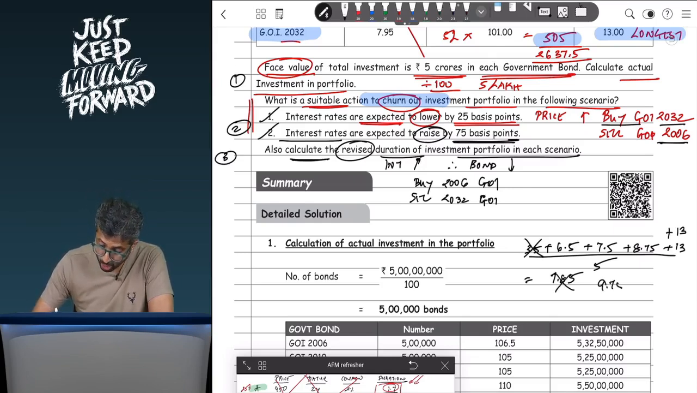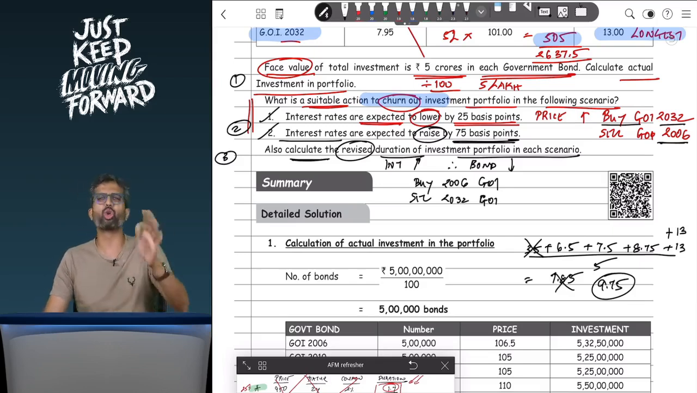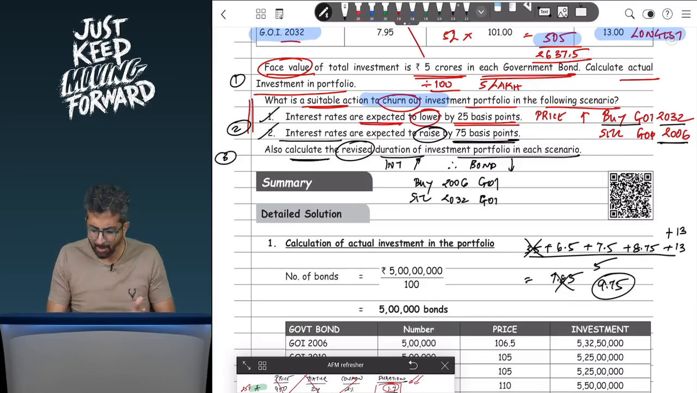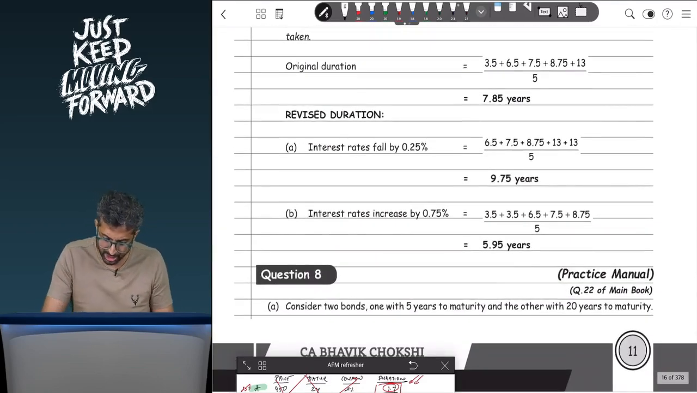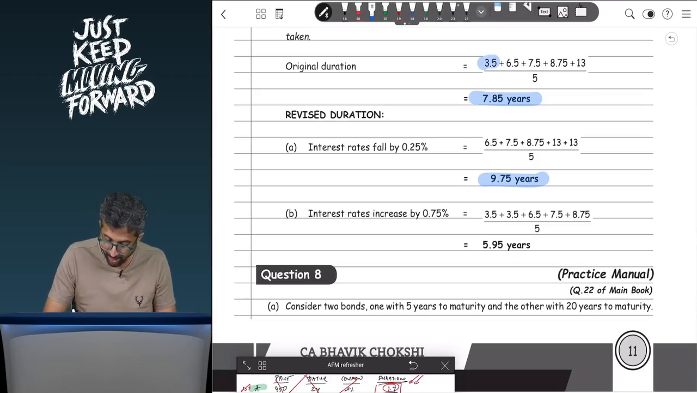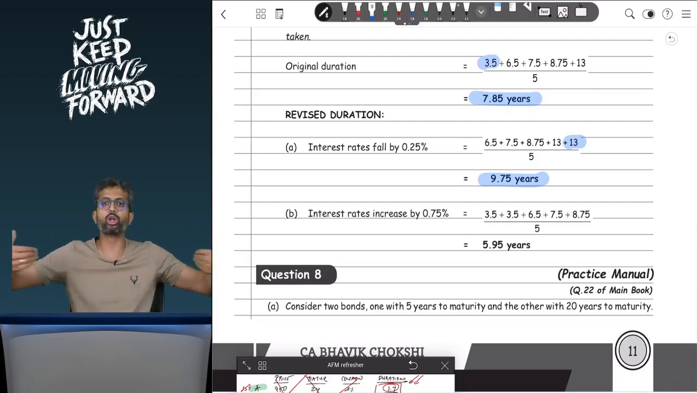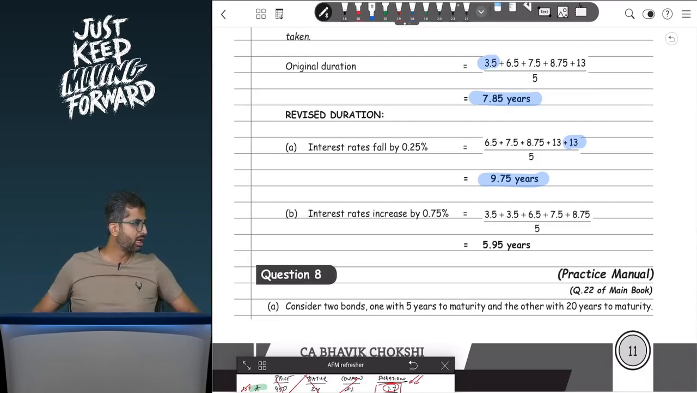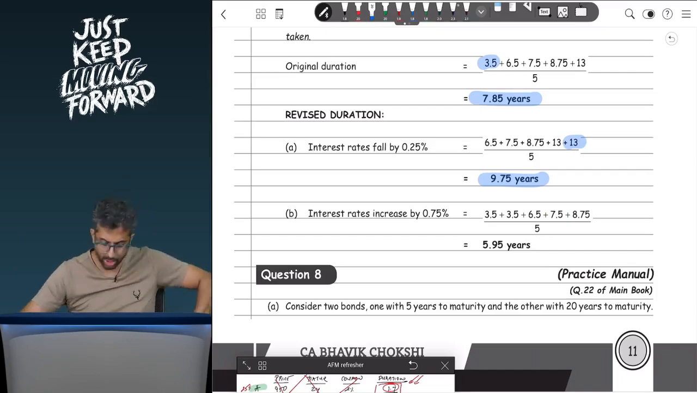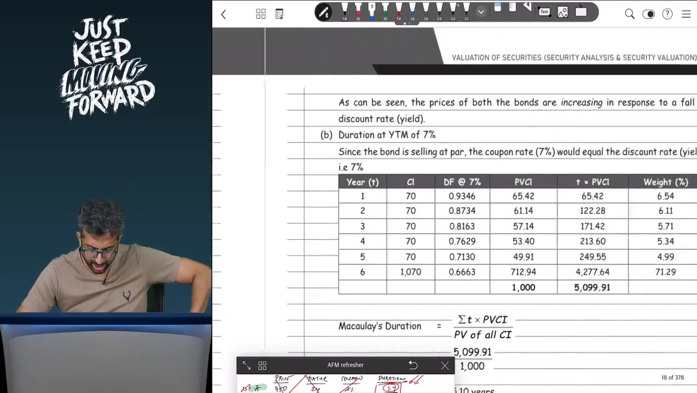So my duration will increase, and we will do it much more objectively in later sums where we find the portfolio duration using weighted average. But my duration over here will increase. Earlier it was 7.85, now it is 9.75 because this 3.5 bond is no longer there, but instead of that a 13 bond is there, and hence the overall duration increases. Are we clear with this? Yes, okay. Next you go to question number 8.